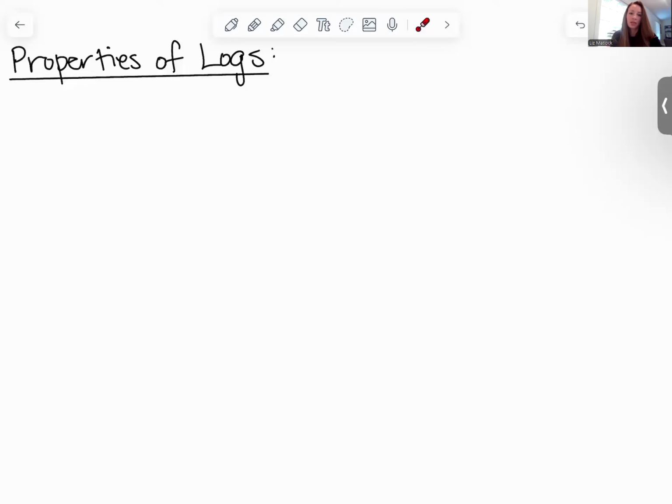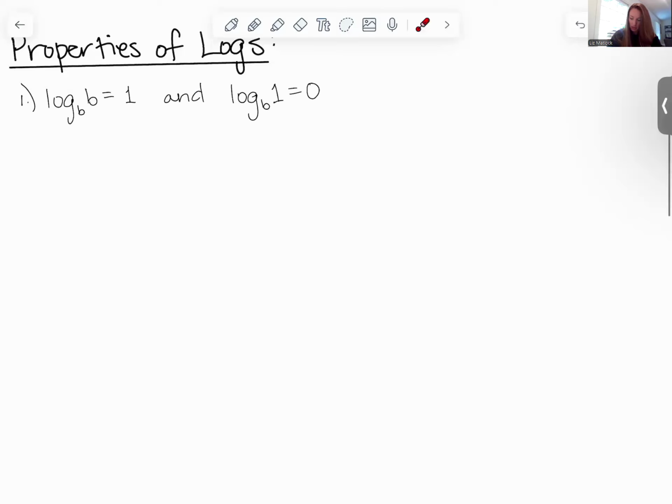In this video, we're talking about log properties, and these are really important to be able to work really fluently with logs and work with them in the way that we're going to need to as we go along. So I'm going to go through the properties one by one.